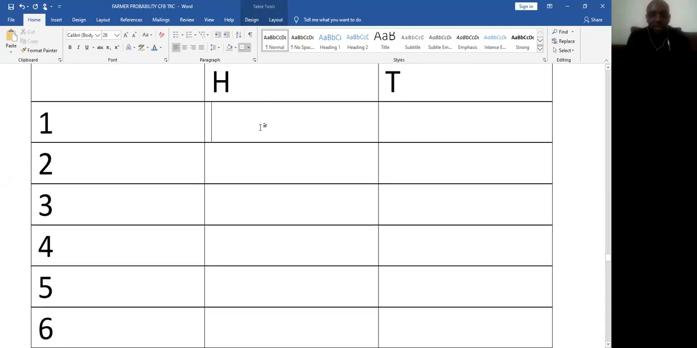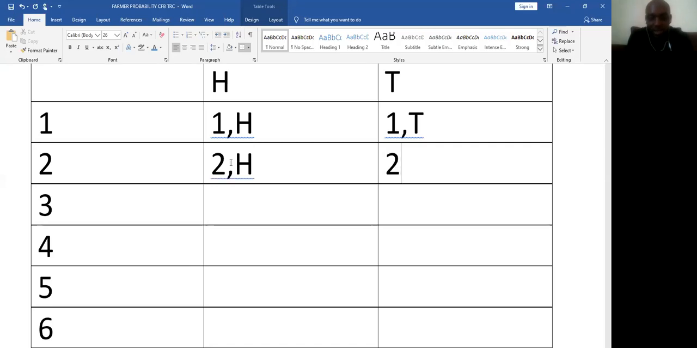So number 1 here, we are going to get a 1 and a head. Here we are going to get a 1 and a tail. Here we are going to get a 2 and a head. Here we are going to get a 2 and a tail. Here we are going to get a 3 and a tail. And here we are going to get a 3 and a head. And so on and so forth.